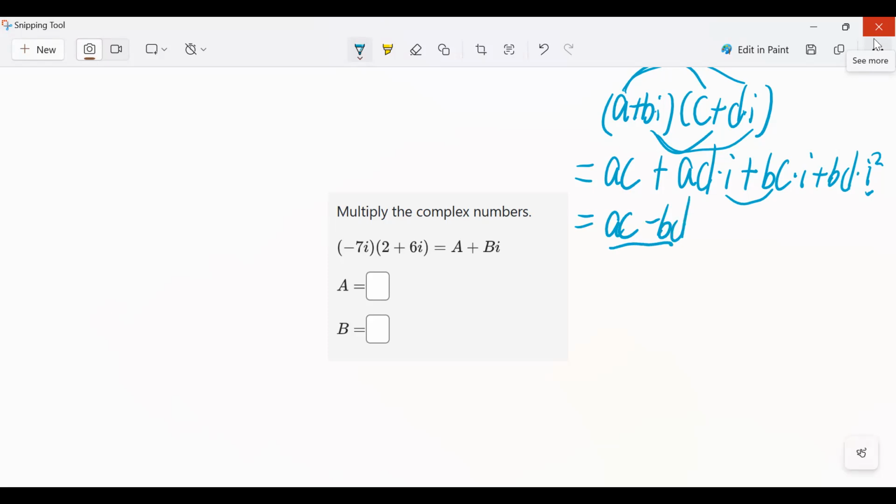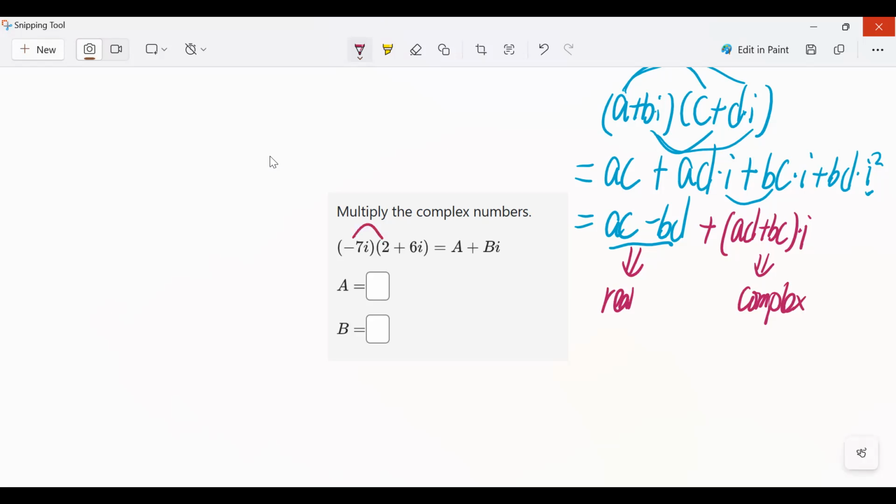So this is a real part. And then the complex part comes from the middle two, right? Middle two, you just factor out the i, put it outside, and inside the parentheses will be ad plus bc. So this is the real part. This is the complex part. That's how you usually multiply two complex numbers.